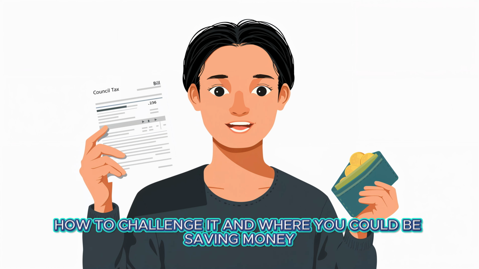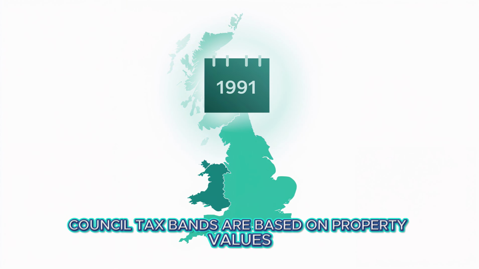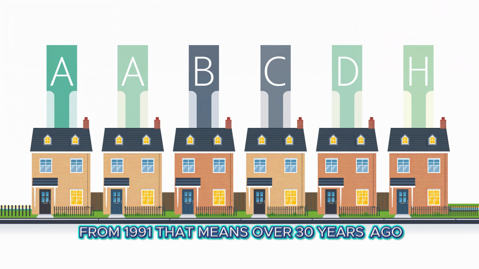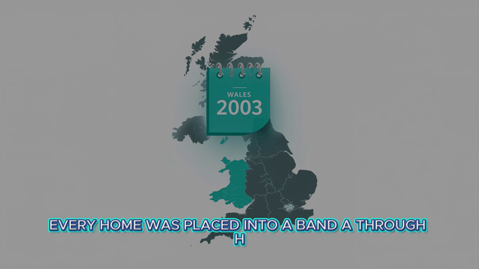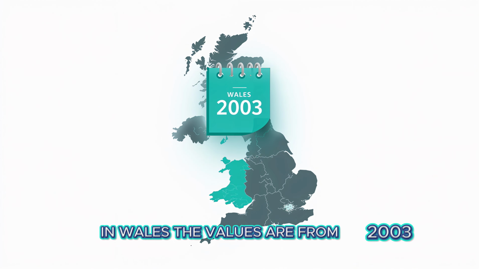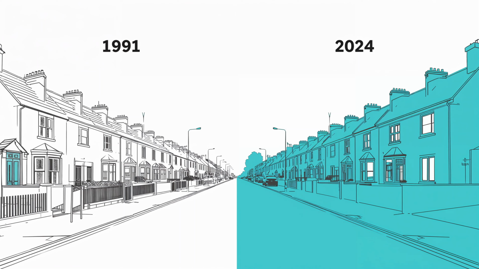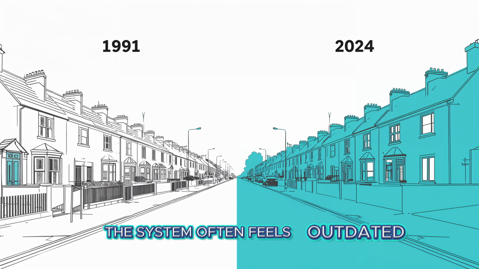be saving money. In England and Scotland, council tax bands are based on property values from 1991. That means over 30 years ago, every home was placed into a band, A through H. In Wales, the values are from 2003, and they even added a ninth band, I. Because property markets have changed so much, the system often feels outdated.